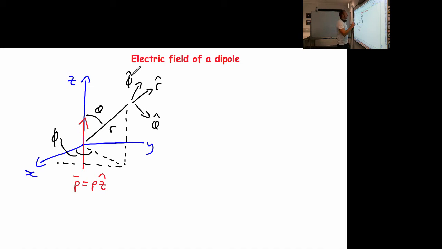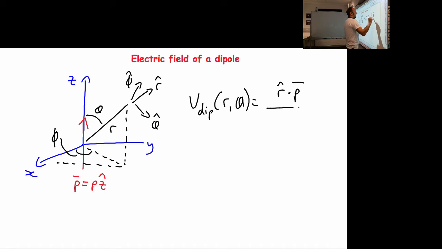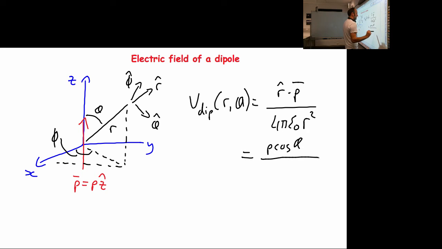Okay, so I'm going to write up the potential for a dipole. The potential for a dipole depends on r and theta, and it's equal to r hat dot p divided by 4 pi epsilon naught r squared, or I can write it out in terms of p and cos: p cos theta divided by 4 pi epsilon naught r squared. And we're going to use this in order to determine the electric field.